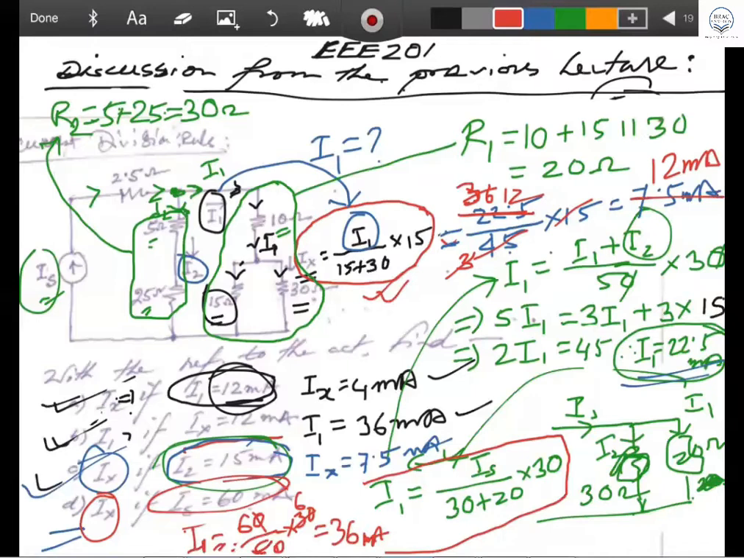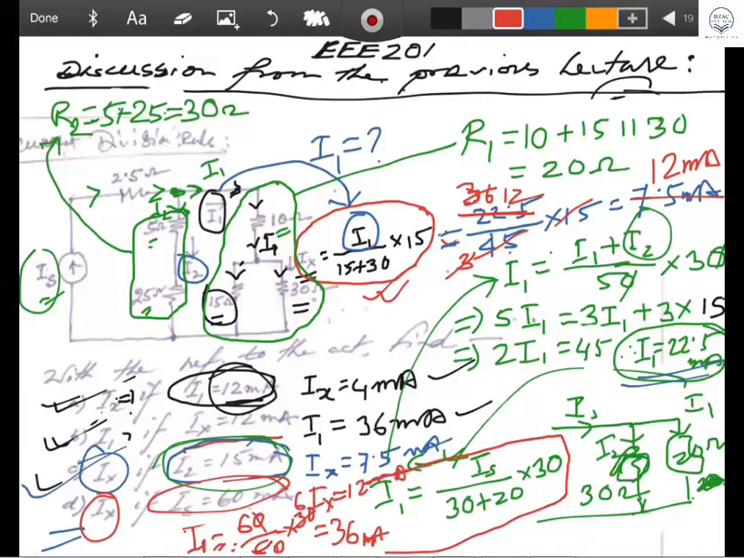Okay, the answer is 12 milliampere, Ix, if you get it for 60. So 12 milliampere is the answer for this case, and I'm writing here Ix is 12 milliampere. So this is the answer to the question.